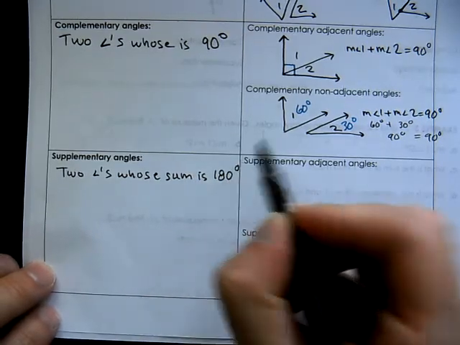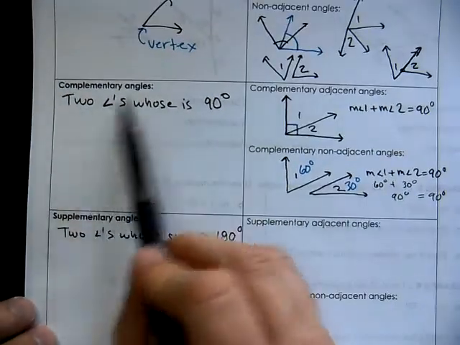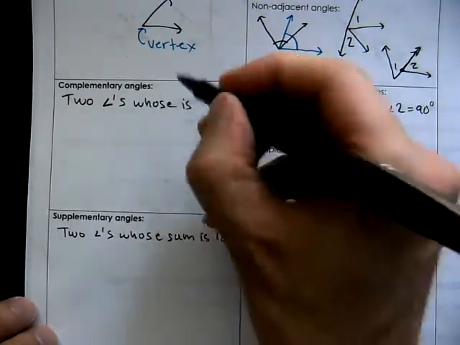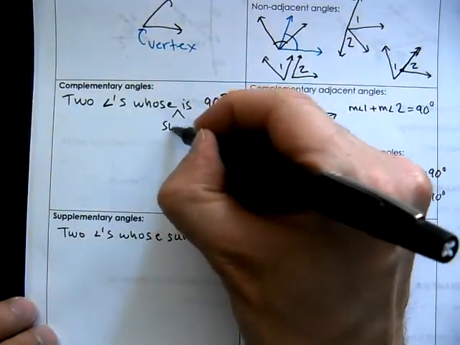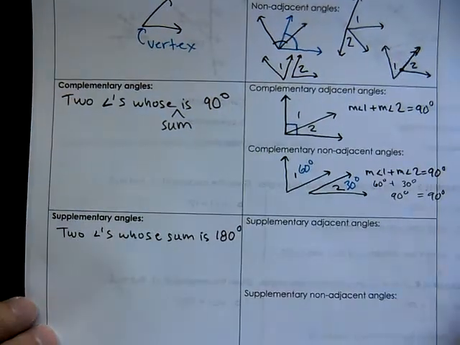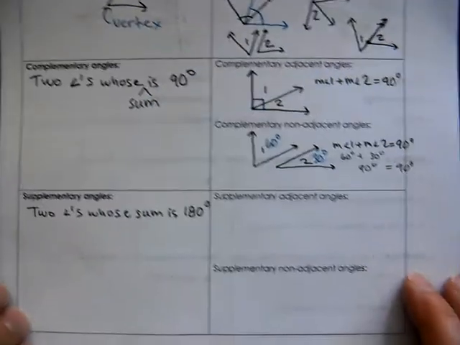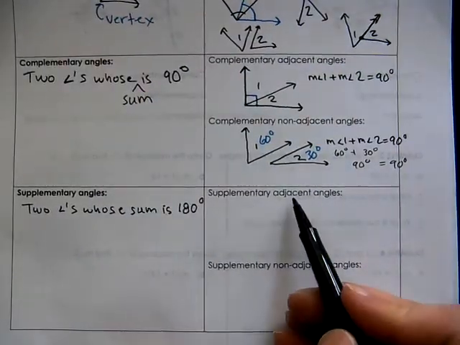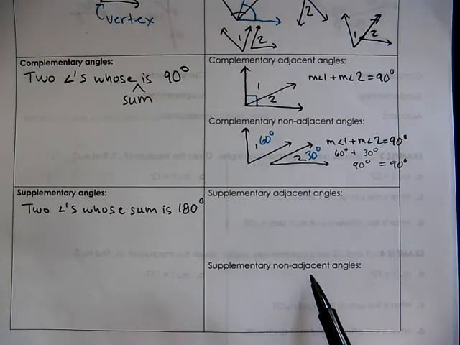I see in my previous definition I left out that word. For complementary angles, two angles whose sum is 90 degrees. Let me just fix that. Okay, so once again we have supplementary adjacent and supplementary non-adjacent.